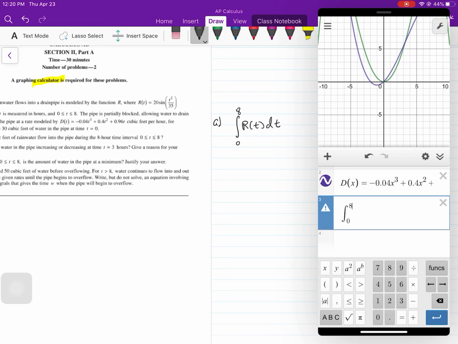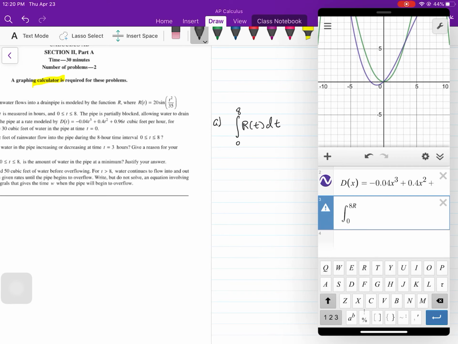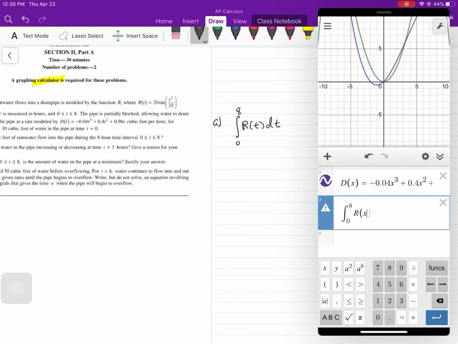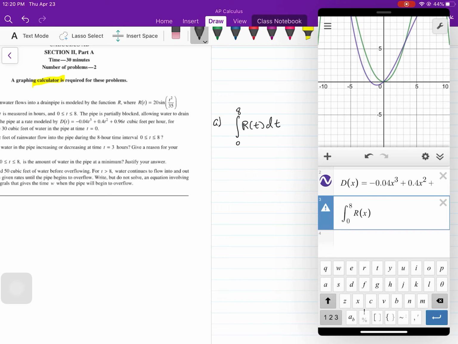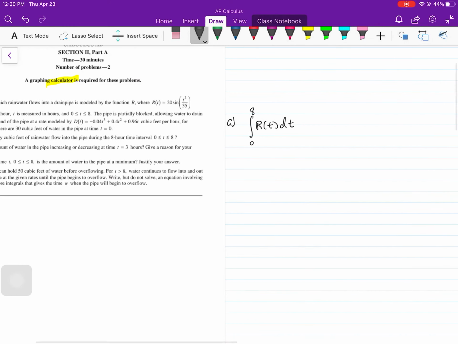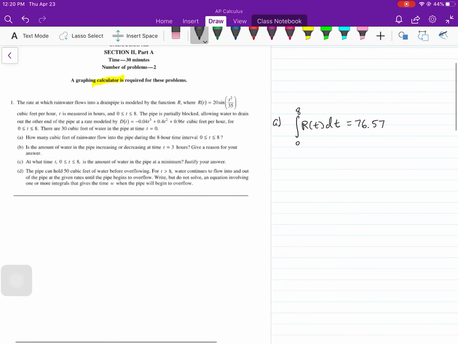So we're going from 0 to 8. And you don't have to type out the entire thing because I already said r of x earlier. So I'm going to put r of x. I need to get my parentheses. And now notice it's telling us a little error message here. We need to put dx. And boom, there's your integral, 76.57. And you don't need a reason on this one or anything. That's just simply the answer. That's 2 points, easy 2 points. Let's look at part B.